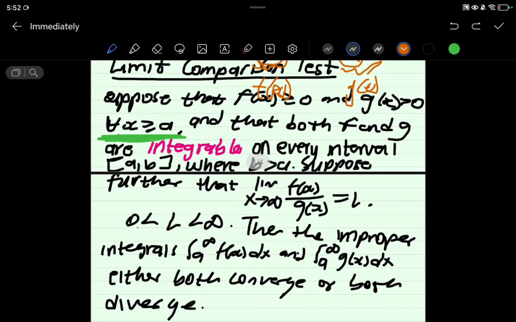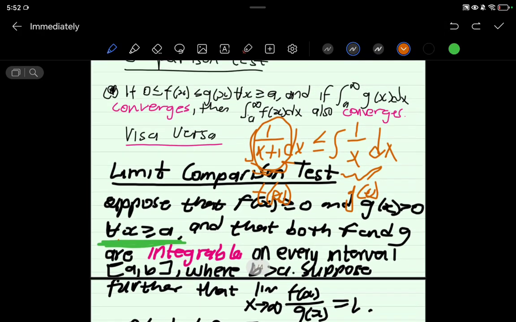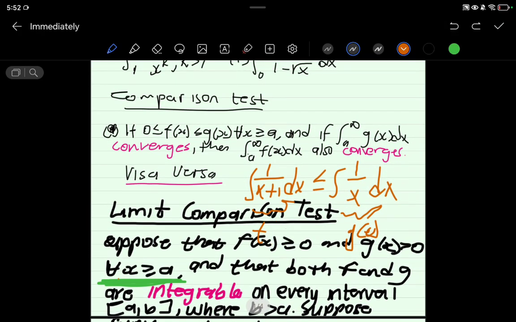Then the improper integrals of f of x and g of x either both converge or both diverge. One can't converge and one diverge. If one diverges, the other should also diverge. You see, right? Then for this example, let me erase.